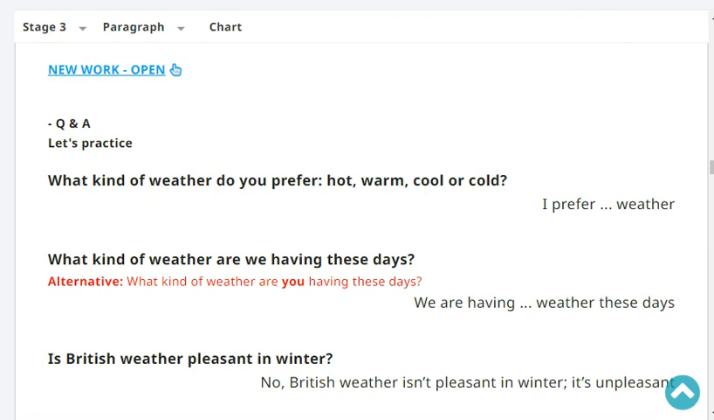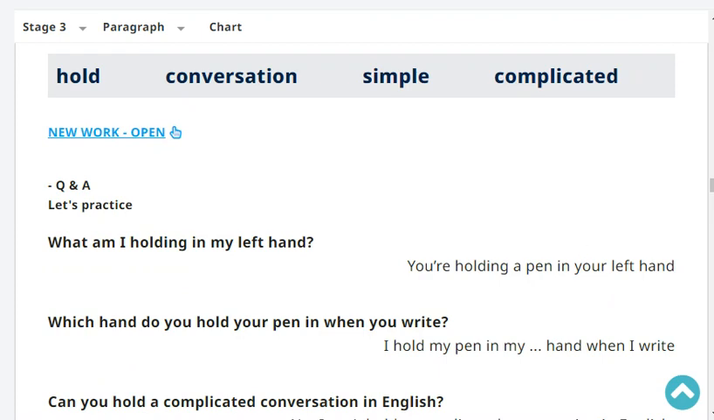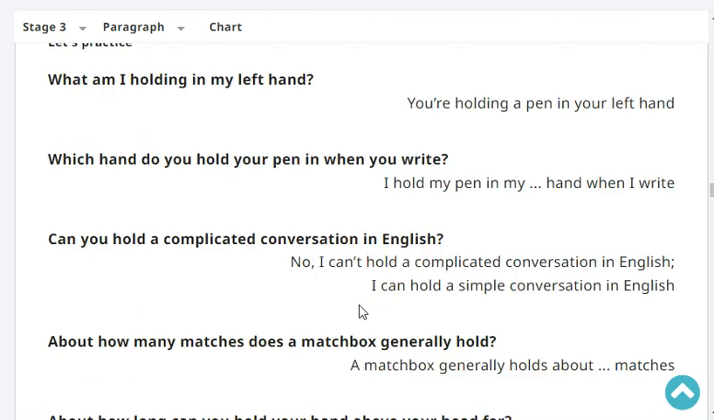Hold. Conversation. Simple, complicated. What am I holding in my left hand? You're holding a pen in your left hand. Which hand do you hold your pen in when you write? I hold my pen in my right hand when I write.